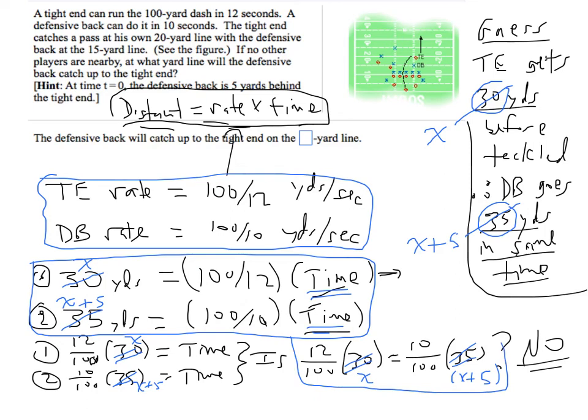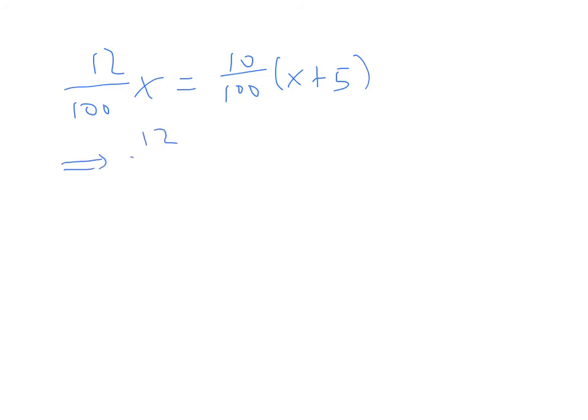this. So the equation that I end up with is 12 over 100 times X equal to 10 over 100 times X plus 5. 12 over 100 times X equals 10 over 100 times (X plus 5). So that's the equation. We found that when X was 30, this wasn't true. But now that we have it written in terms of X, we can actually solve for X. So this would be 12 100ths X equals 10 100ths X plus 50 100ths.